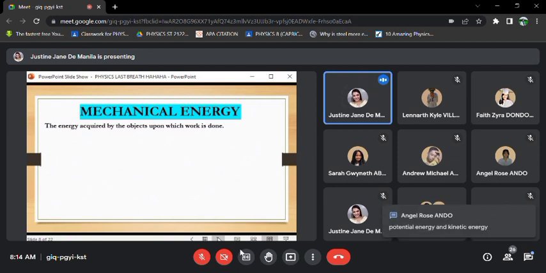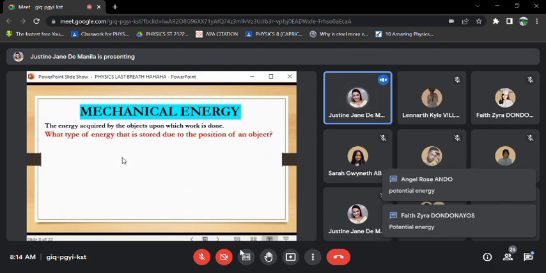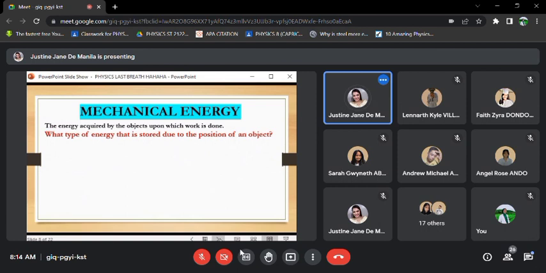Okay, according to Angel, potential energy and kinetic energy. Okay, very good. And then, I have a question here. What type of energy is stored due to the position of an object? So, what type of energy? Okay, potential energy. Wow, very good. So, it is potential energy.